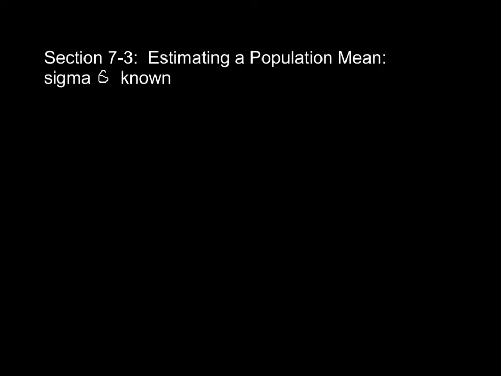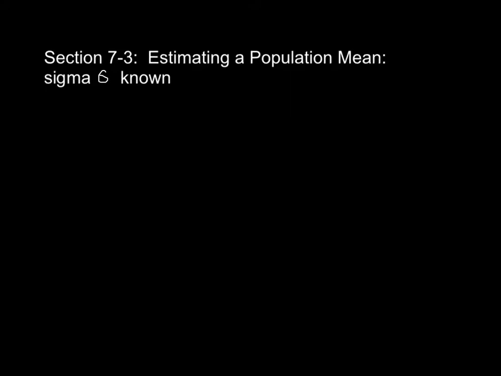Today we're going to look at section 7.3, which is estimating a population mean, in which we know sigma, and remember sigma is the standard deviation of the population. In section 7.4, we're going to look at estimating a population mean when we don't know sigma, but for now, we're going to assume that we know the standard deviation of the population when working with this sample size.